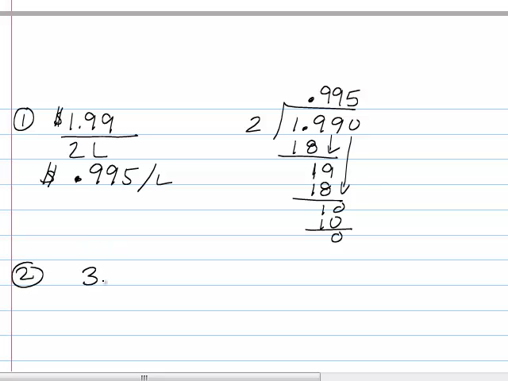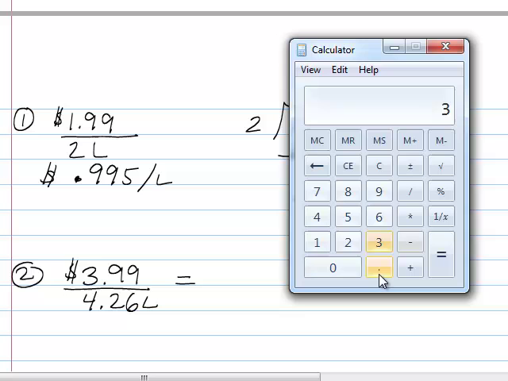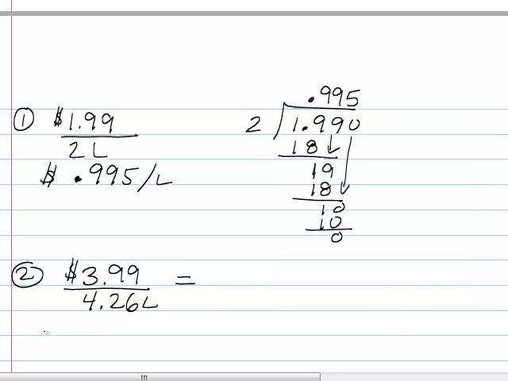This is $3.99 for 4.26 liters. And we're going to divide here. And again, we could do this out longhand, but we could also look at this with our calculator. Just move this over here. So the way we do that, $3.99 divided by 4.26. And that gives me a long decimal number. But this one we had into 3 decimal places, so let's look at this one also to 3 decimal places.